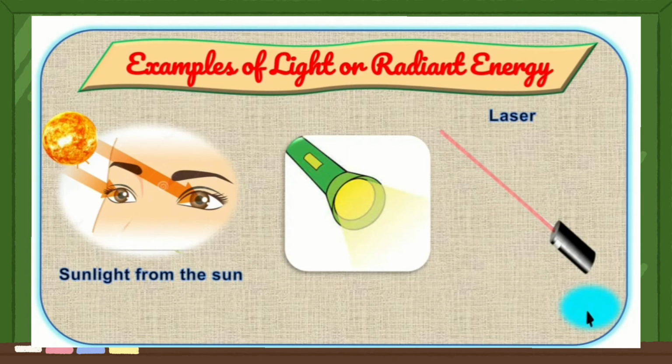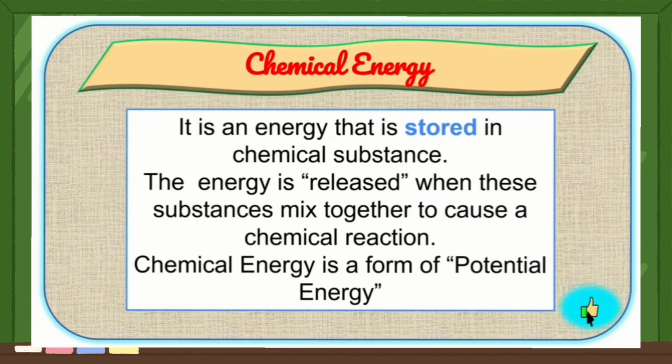Ayan. So now let's move on to chemical energy. When we are talking about chemical energy, it is an energy that is stored in a chemical substance. The energy is released when these substances mix together to cause a chemical reaction. So kapag sinabi po natin chemical energy, it is a form of energy, it is a form of potential energy, kaya po siya tinawag na stored. So, ito po ay nakaimbak lamang.